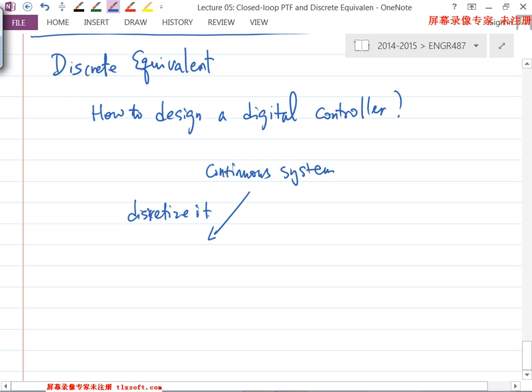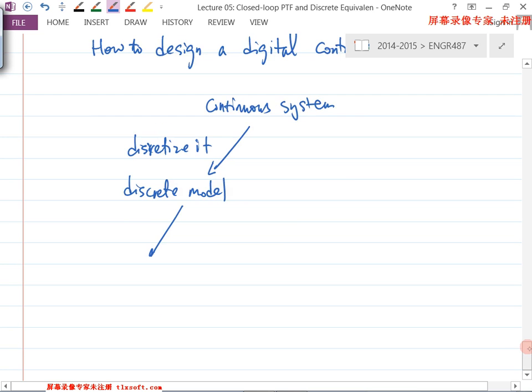Okay, we're going to discretize it, and then you get a discrete model. Then from the discrete model, there are different mathematical methods. We can look at the state space model, and then you design your digital controller. So that's one way of going about it.